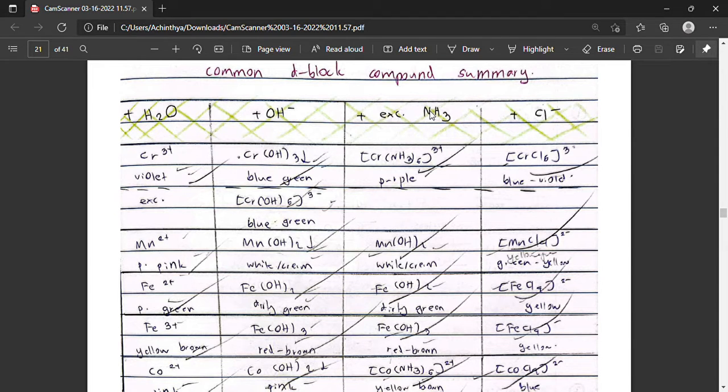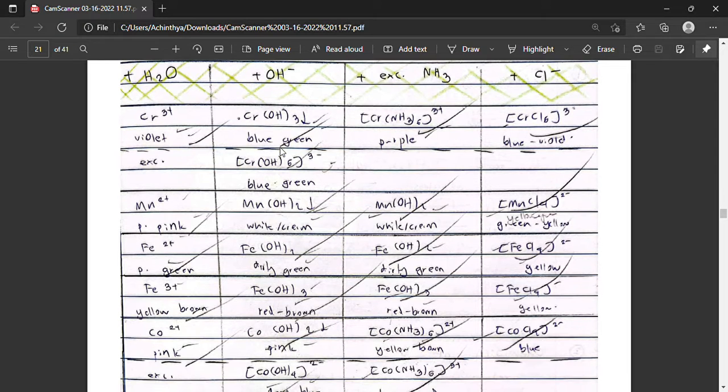When excess ammonia is added, it forms a purple color amine complex, Cr(NH3)6 3+, and when excess chloride is added, it forms a blue-violet chlorocomplex, CrCl6 3-. When excess hydroxide is added, however, it forms a blue-green color hydroxide complex, Cr(OH)6 3-.